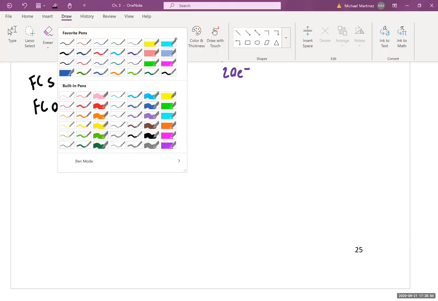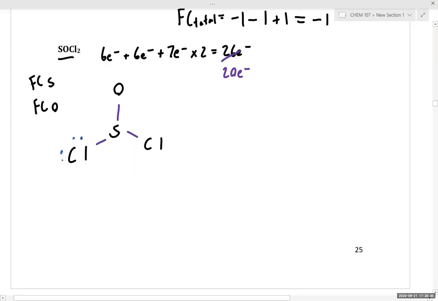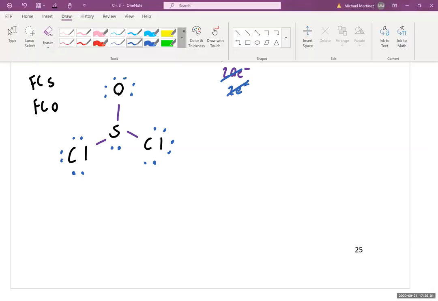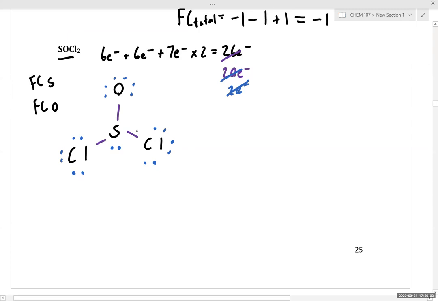Then we assign lone pairs on each of our atoms to complete the octet. We used up 18 electrons. We have 2 electrons remaining, and our last 2 electrons go on sulfur. So this structure fulfills the octet rule, so it's a reasonable structure to propose for this class.